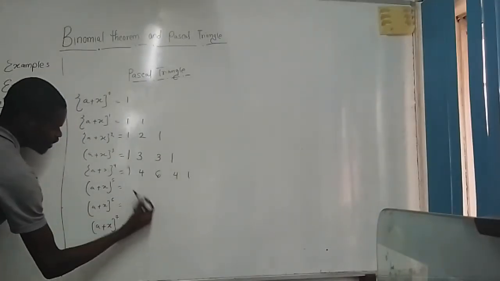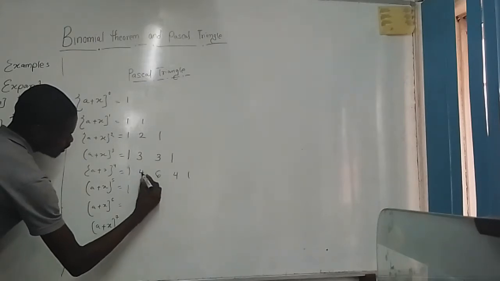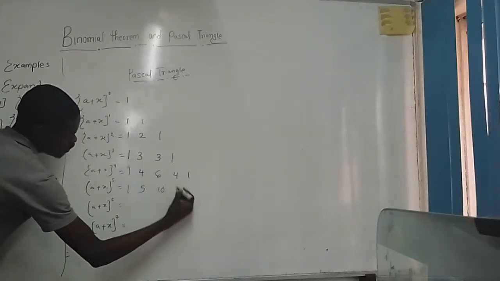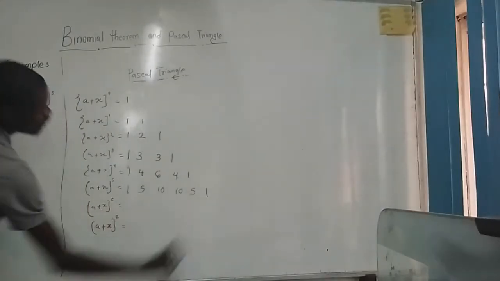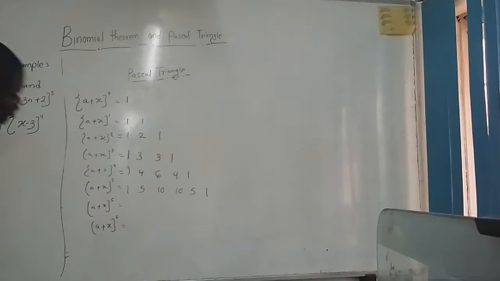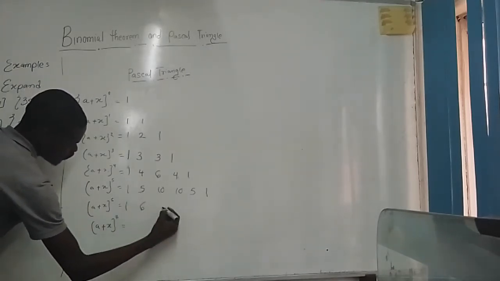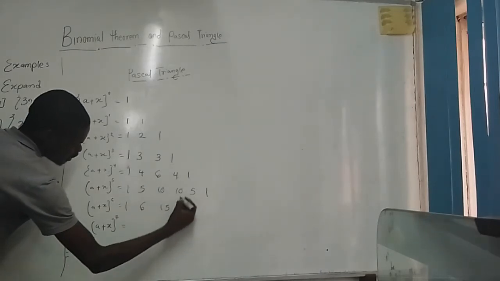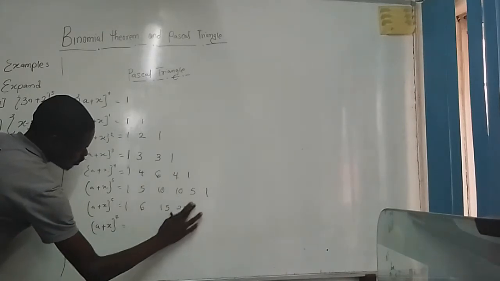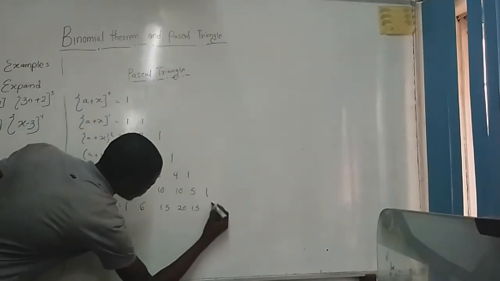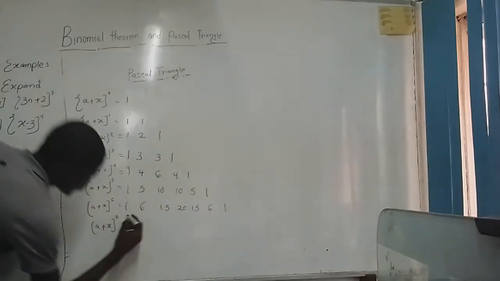Then we go again. 1. 1 plus 4 will give you what? 5. This plus this will give you 10. This plus this will give you 10. This plus this will give you 5. Then imaginary 1. We understand? So another 1. 1 plus 5 will give you 6. 15. Then 20. Then 15. 6. 1. Do you understand?